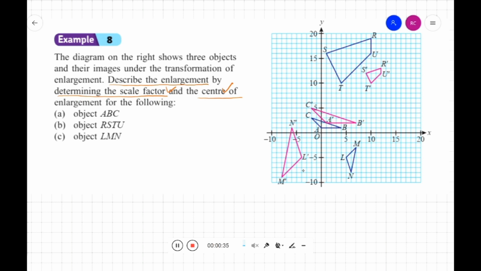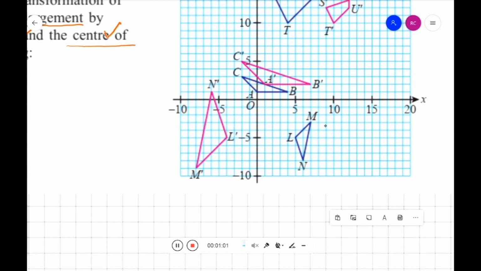So before we describe the enlargement, we need to find the scale factor. Now we look at the first object over here. We have 3 objects. So object ABC is the one in the middle over here. Okay, so to find out the scale factor, it might be easy for you. So what you need to do is you just need to find the distance from A prime to B prime. So for example over here, from A prime to B prime, you can see how much is the distance. Okay, I use highlighter. 1. Oh, it's not clear.